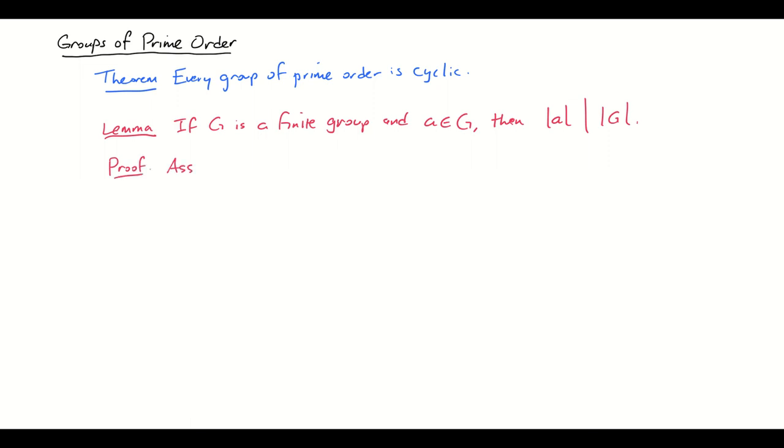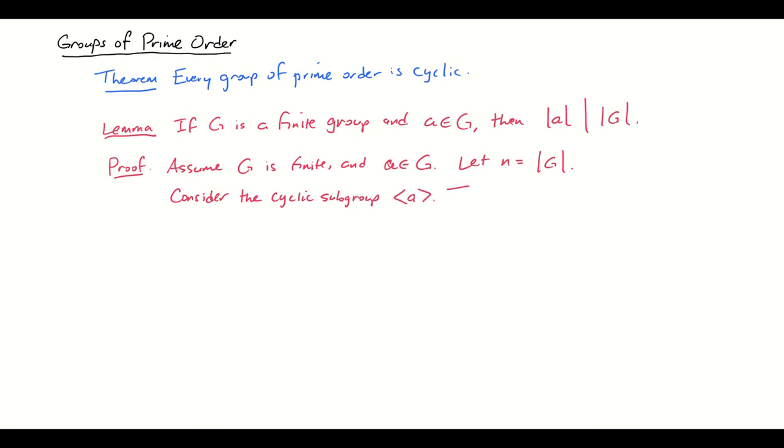So let's assume G is finite, and A belongs to G. Just so that we have some handy symbols around, we're going to let N be the order of G. Now, if A is an element of G, one thing that I know is that I can construct the cyclic subgroup generated by A. So consider the cyclic subgroup generated by A. This is a subgroup of G. We've proven that before.